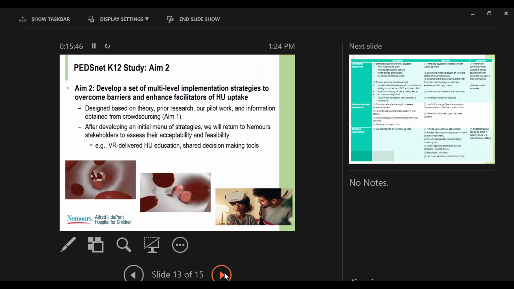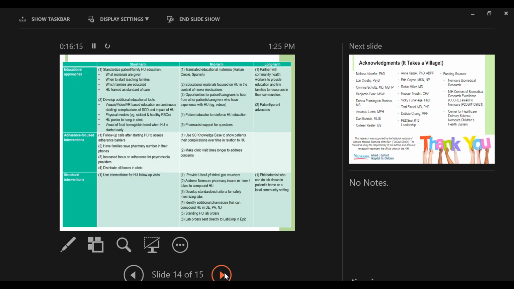And then the second aim of the study is to take everything we've learned from our pilot work, from theory, from our prior research, and from what we learn from the crowdsourcing to develop a menu of strategies to improve hydroxyurea uptake here at Nemours. We're already working on some things like VR-delivered hydroxyurea education and adapting shared decision-making tools, but we hope to add to this list of strategies through our crowdsourcing work.